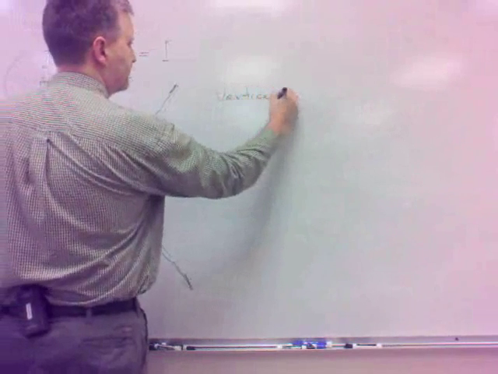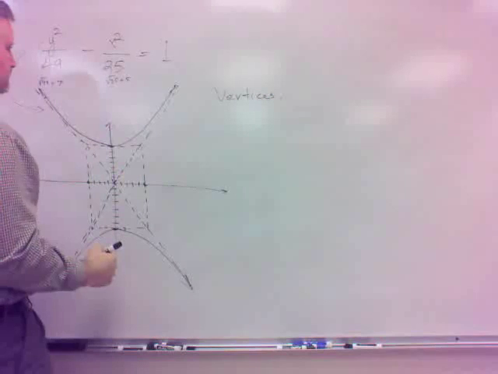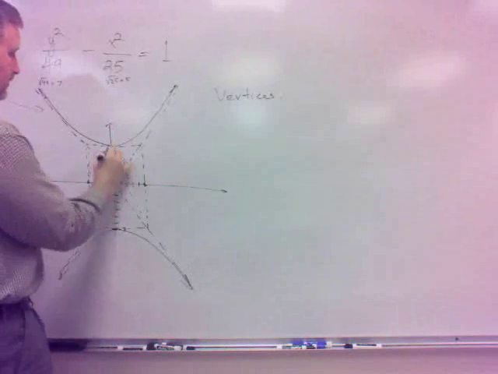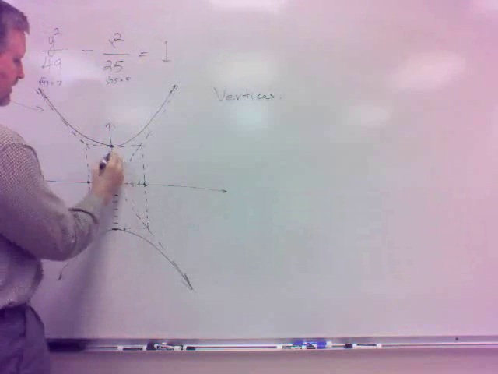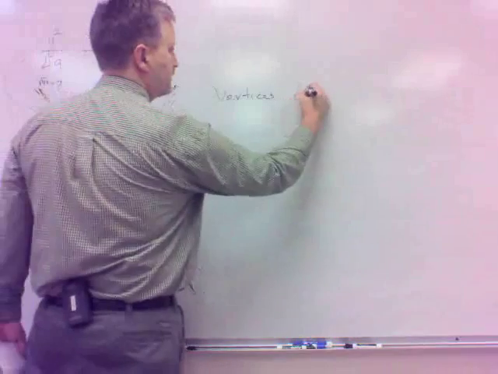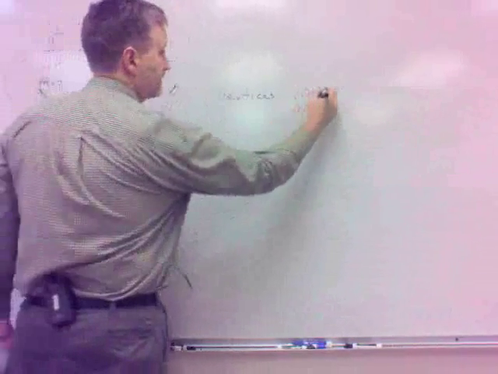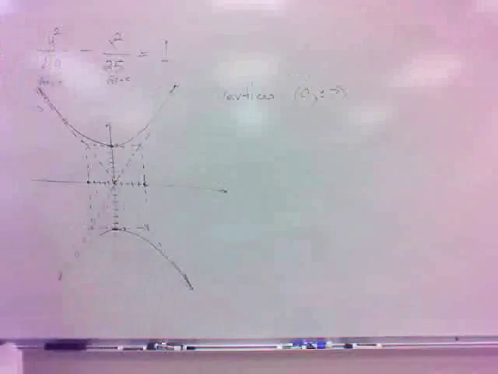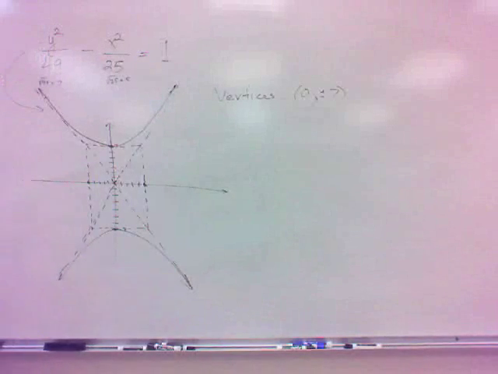All right, so, yeah, they'll want the vertices. Vertices here. What are these? This point and this point. That's 7 in the y, so it's 0, 7. And negative 7, so plus or minus 7 in the y, (0, ±7), would be the best way to write that. What about the foci?